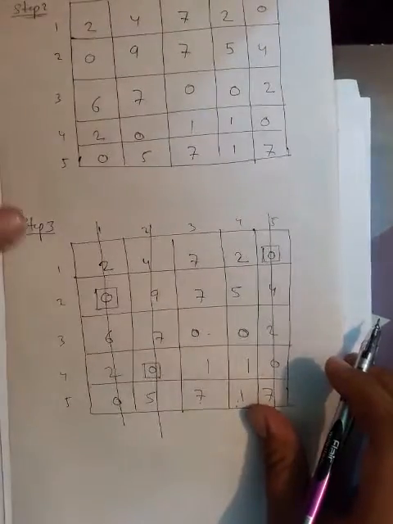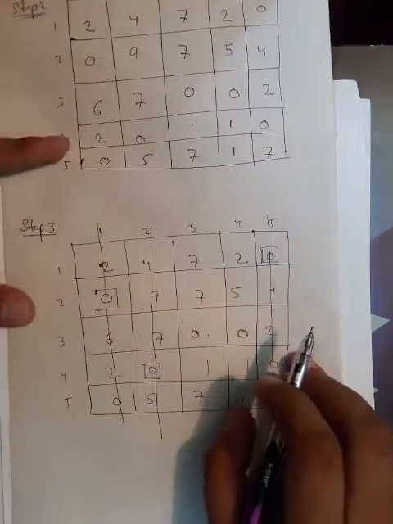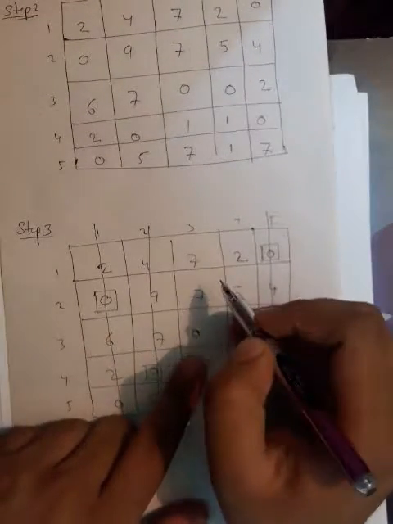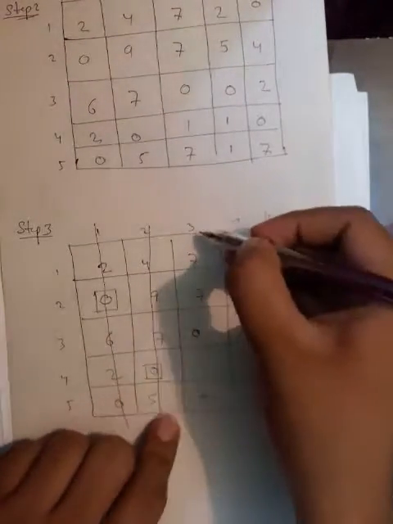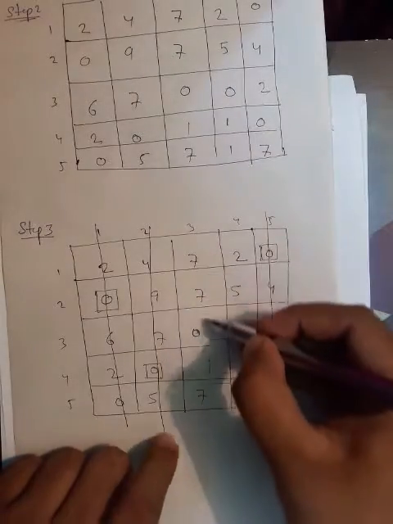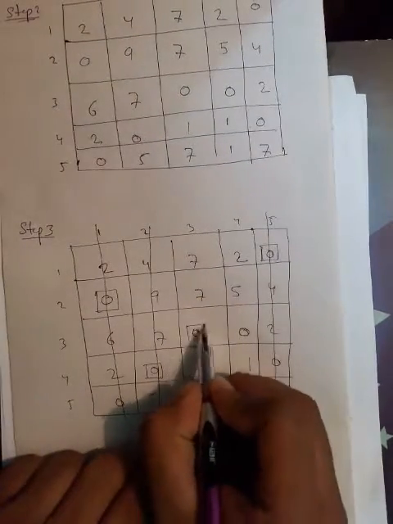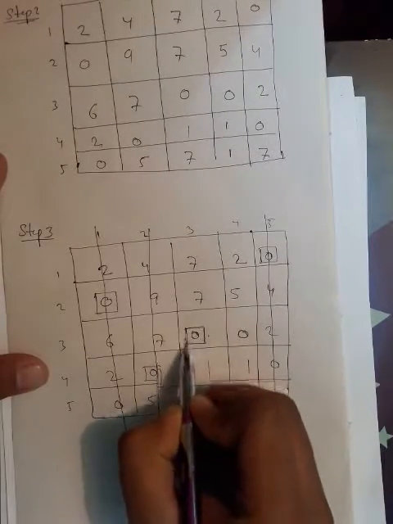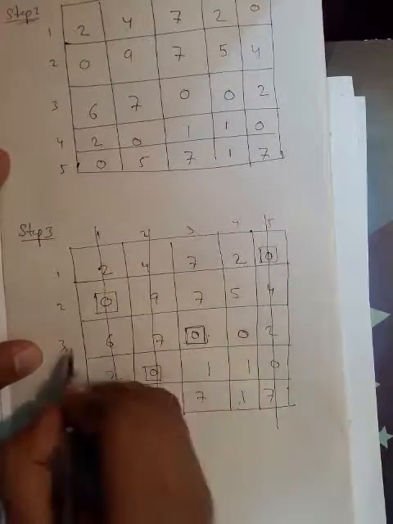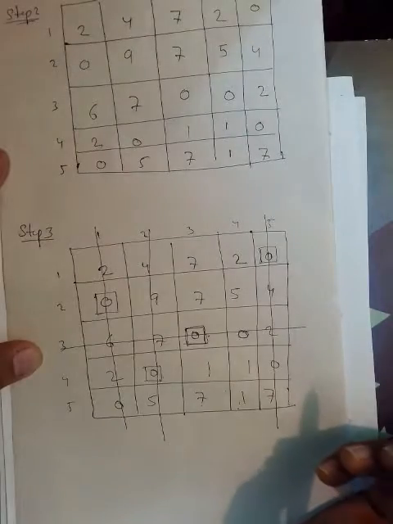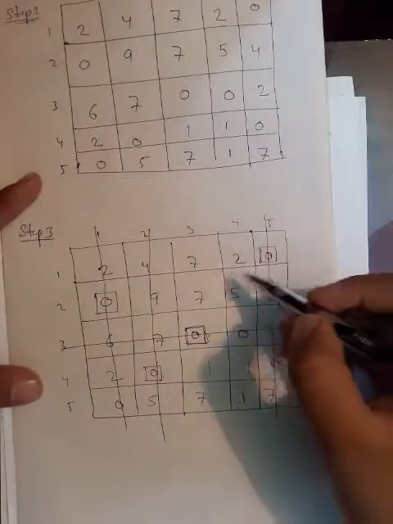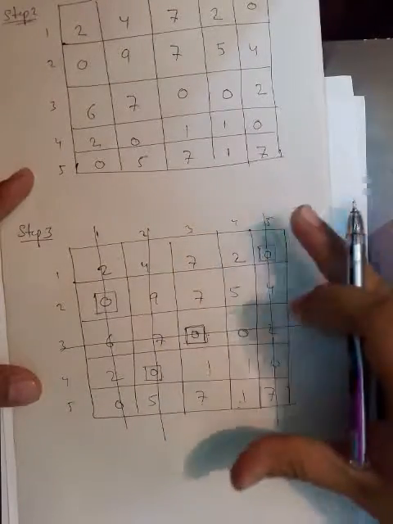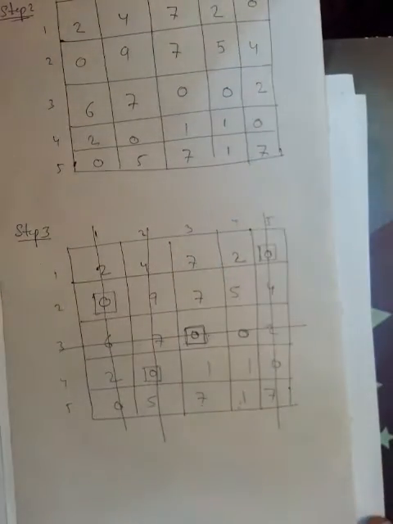In the column operation also we are going to follow the same procedure, but here we have to cancel the row. Now this is my column. Here we are having a single 0, so selecting this, keeping it in a box and cancelling that row. Now there is no further 0, so my step 3 is over. Now come to step 4.